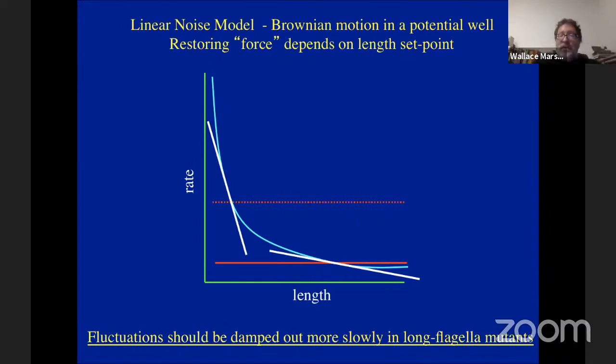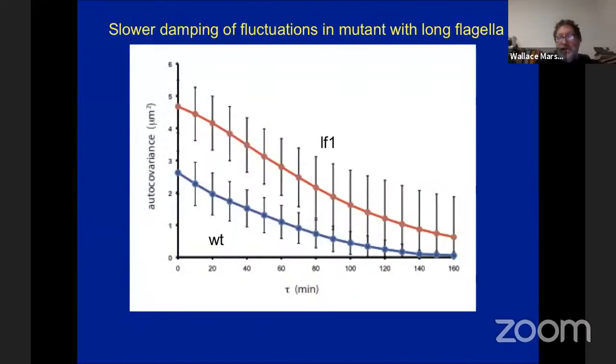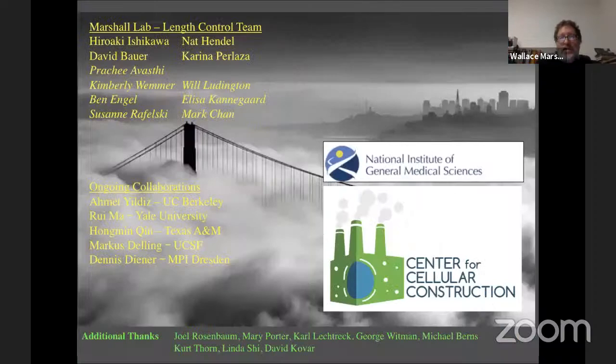And you should be able to see that if you look at the actual time series data. And indeed what we see, if we look at autocovariances versus time lag, is that the long flagella mutants have a longer correlation time. So their fluctuations are damped out more slowly. So we think that our simple model can explain a lot of what we see in terms of the fluctuations. Now we want to try to look maybe for other kinds of mutants that we haven't thought of before. So I want to thank you all for listening and acknowledge the people who've done the work and our generous funding sources and our great collaborators. And I'll stop and take any questions.